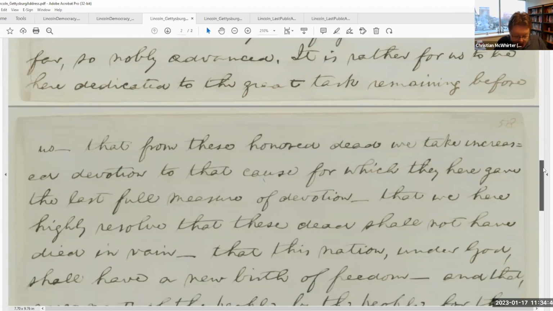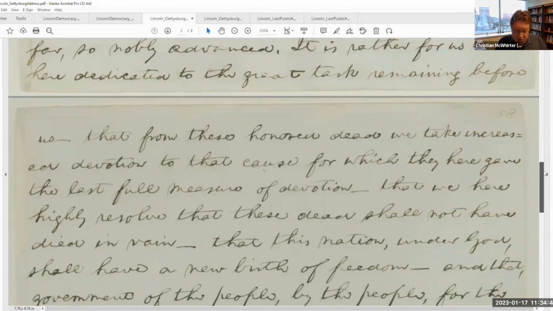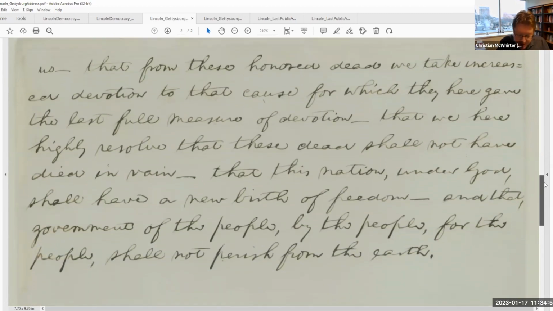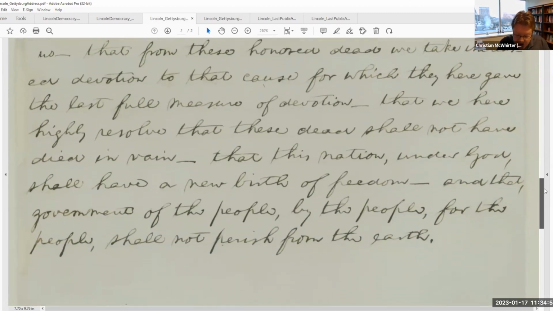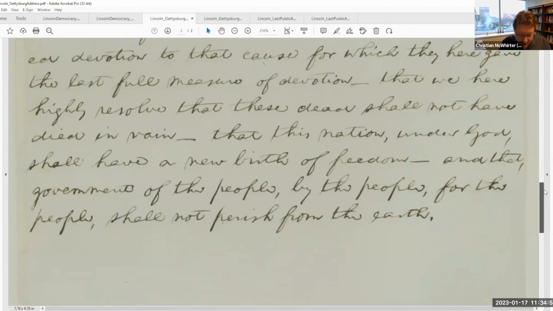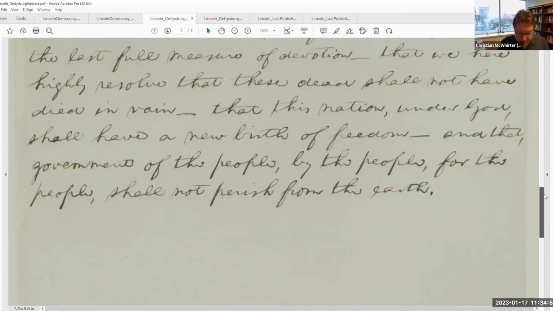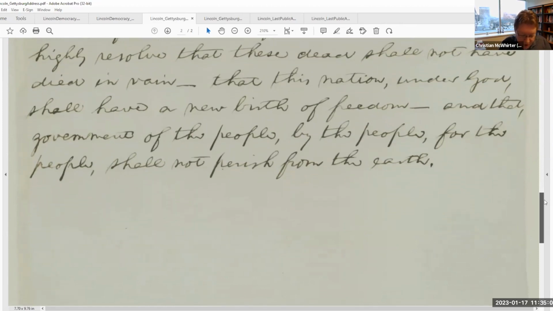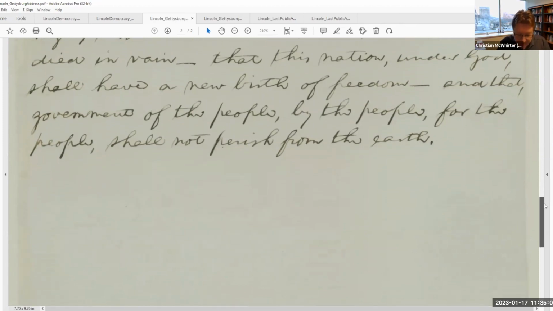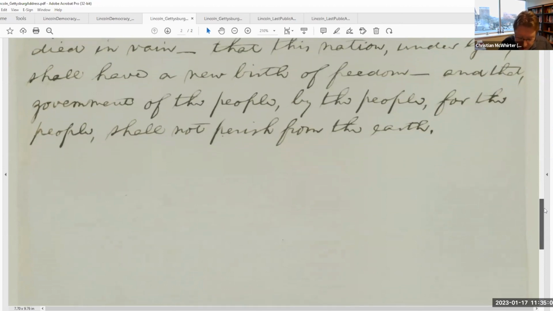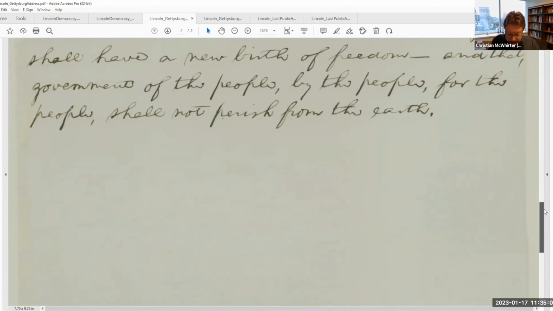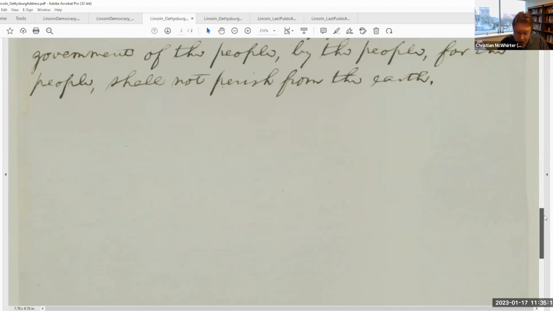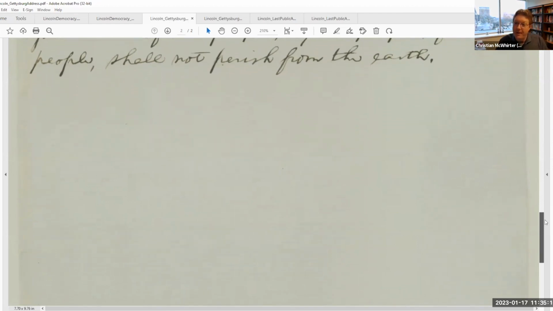It is rather for us to be here dedicated to the great task remaining before us, that from these honored dead we take increased devotion to that cause for which they here gave the last full measure of devotion, that we here highly resolve that these dead shall not have died in vain, that this nation under God shall have a new birth of freedom, and that government of the people, by the people, for the people, shall not perish from the earth.